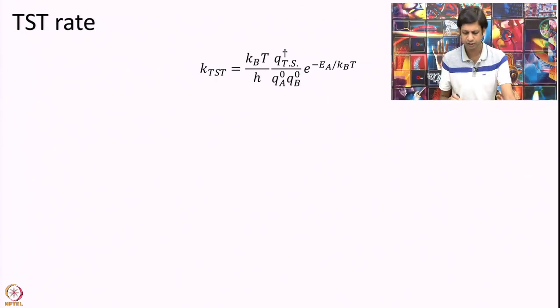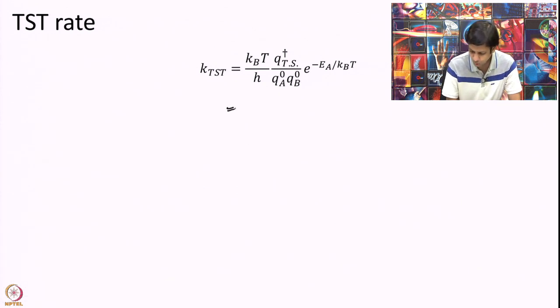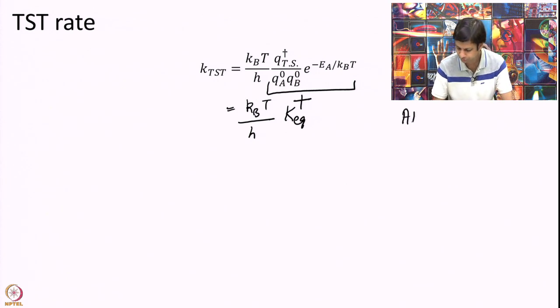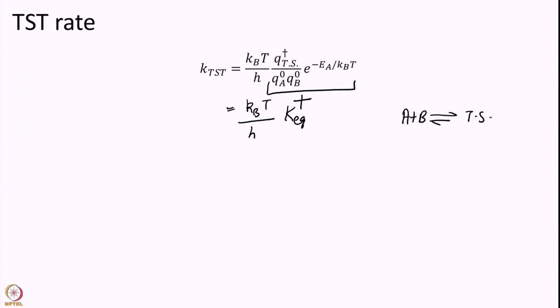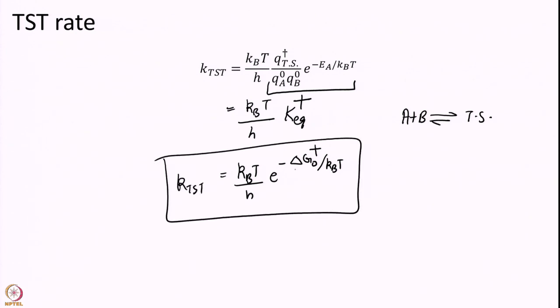So, let us look at our k TST relation that we have derived. Now, what I am going to say is this thing is nothing but K equilibrium of the transition state, where this is nothing but A plus B in equilibrium with the transition state. Remember, this is how we actually started. So, this has to be true. But K equilibrium is nothing but e to the power of minus delta G naught over kT. So from this relation, this activation energy is really a difference of free energy.